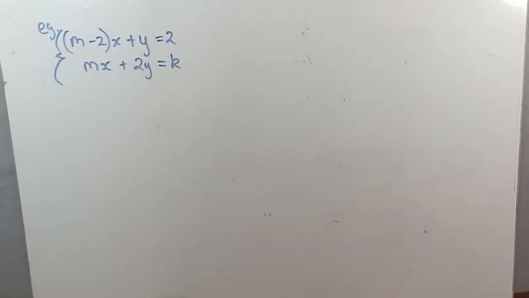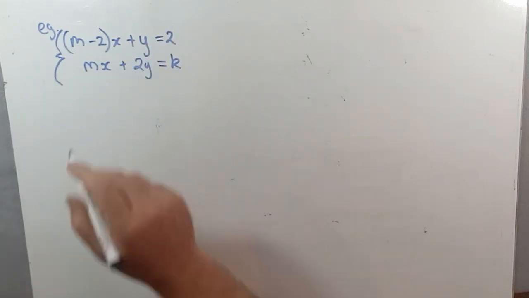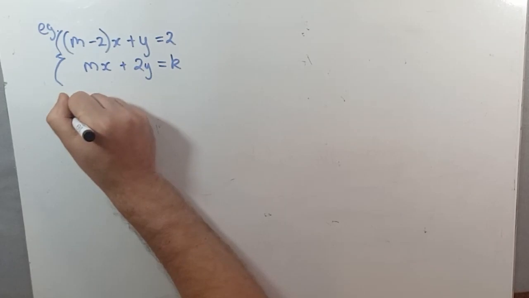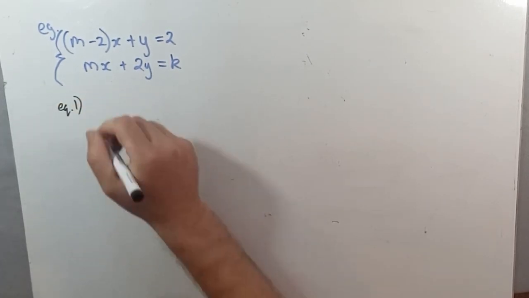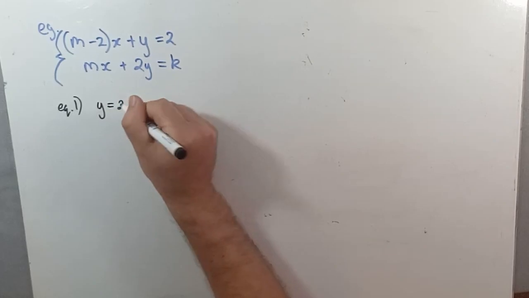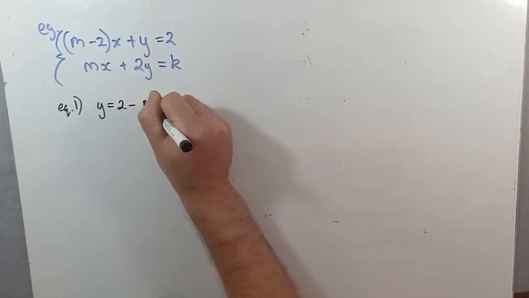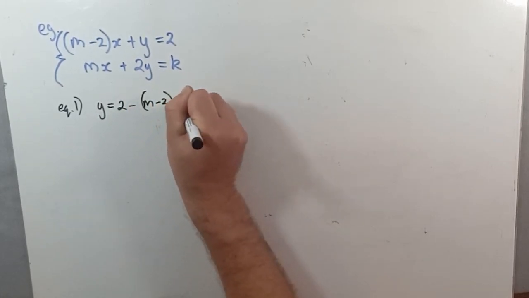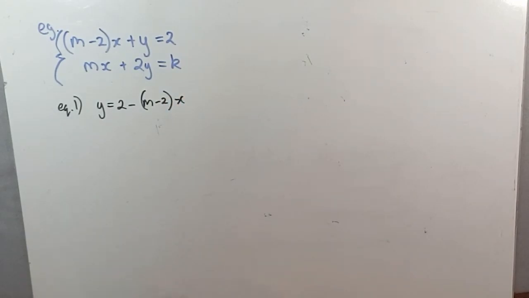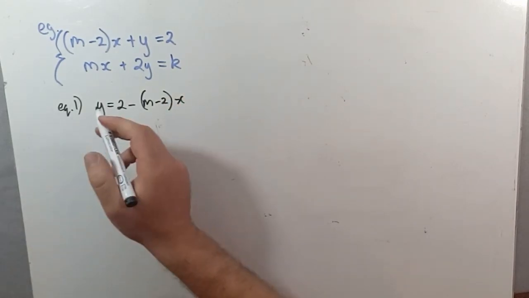Here we are. We've got 2 linear equations here. Let's have a go at solving for x and y. I'm going to rearrange this first equation and get a y. So from equation 1, I'll write that as y equals 2 minus m minus 2x. This will be quite a complicated one to solve, I suppose.